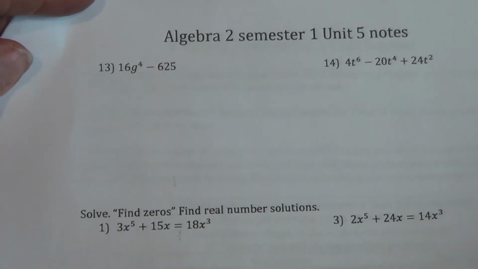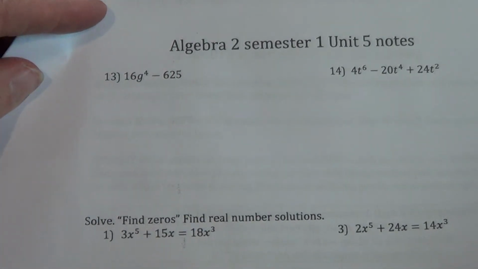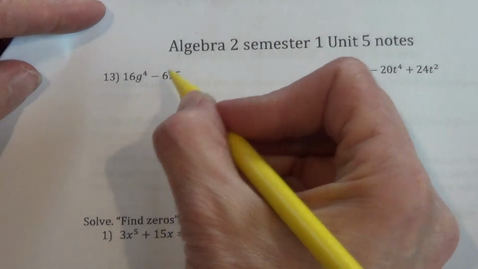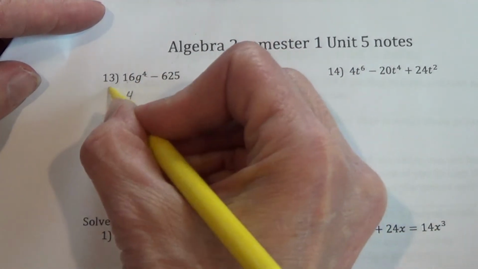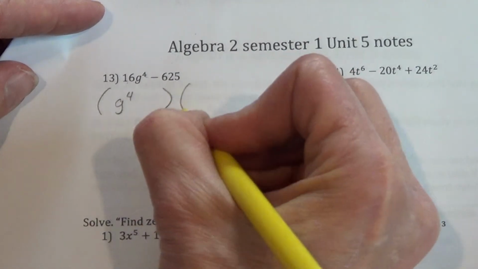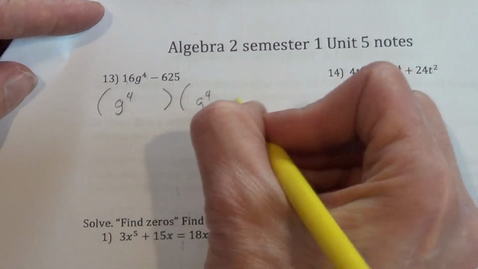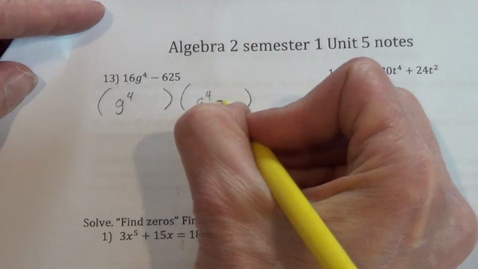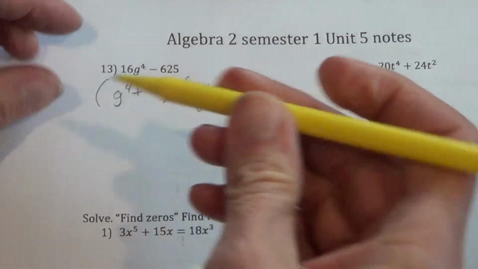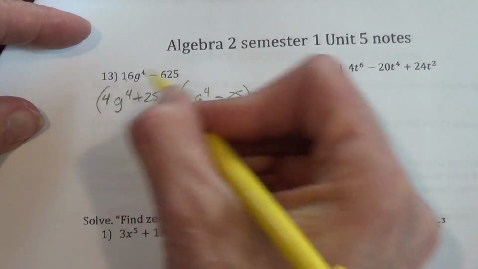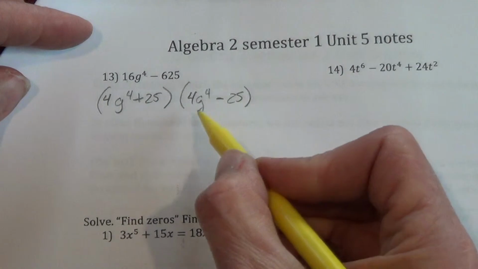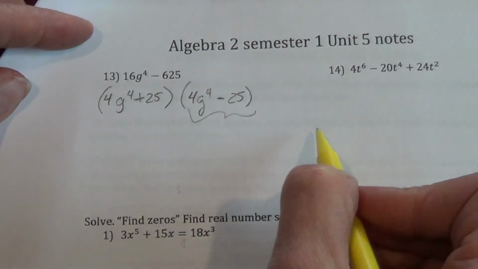This is a difference of 2 squares. 625 is 25 squared, 16 is 4 squared, and g can be split into g to the 4th. So we have a minus and a plus. 25, 25, 4, 4.